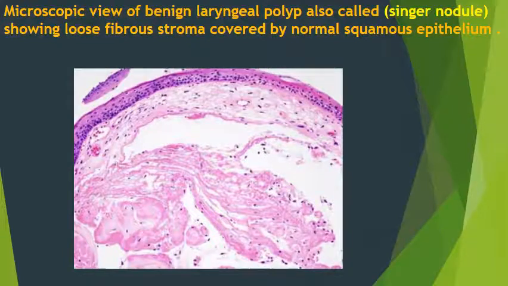covered by normal squamous epithelium. This is a laryngeal nodule, as simple as such. Loose fibrous stroma or connective tissue covered by the benign normal looking squamous epithelial cell.